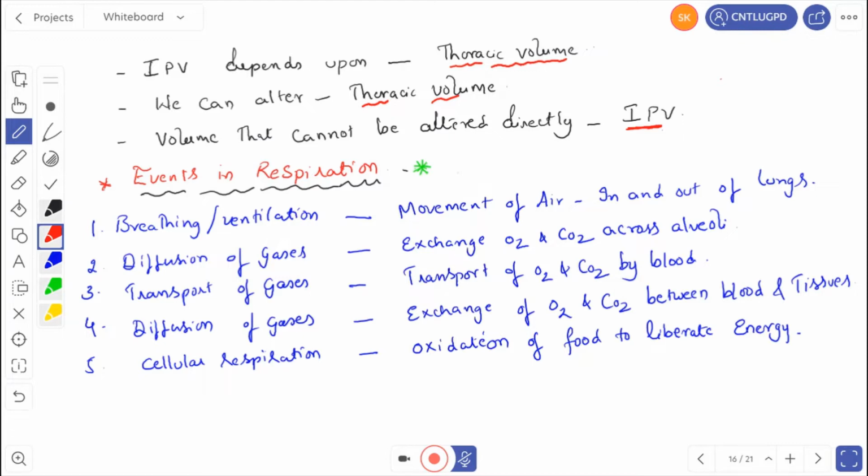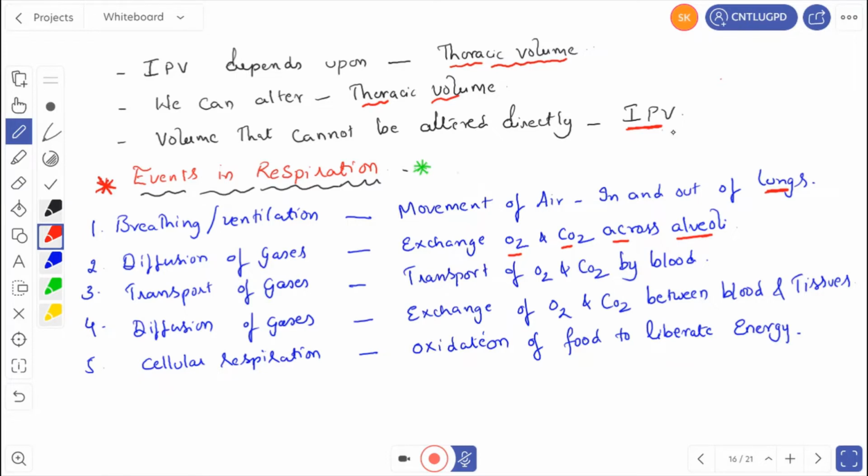Now let us see what the events in respiration are. These are the events. You have to remember, I told you in the class also. These events you have to write in sequence. This is one of the important questions. They'll be asking you in a sequence. First, breathing or ventilation: the movement of air in and out of the lungs is called breathing. Diffusion of gases: exchange of oxygen and carbon dioxide across alveoli is called diffusion of gases.